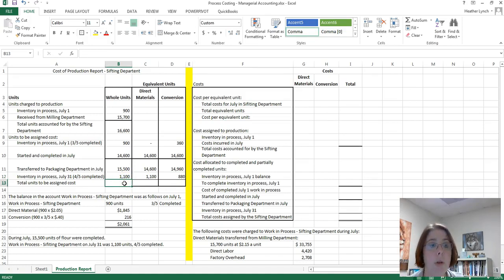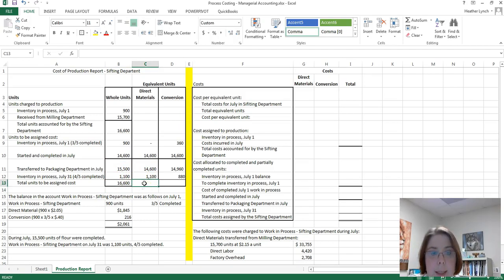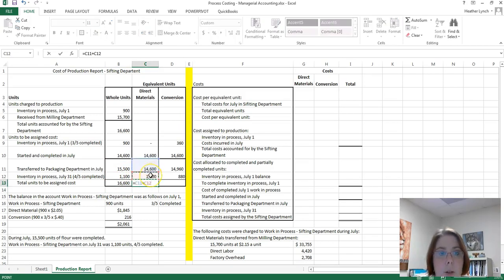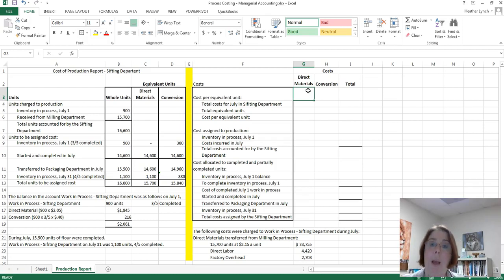So total units to be assigned cost is the 15,500 and the 11,100. This is these two added, and this is these two numbers added. If these are good, then we're doing good. Okay, so that is the unit part. So now, cost of production report, we have to look at the actual cost. And we're going to separate this between direct materials and conversion, and we'll have some totals.